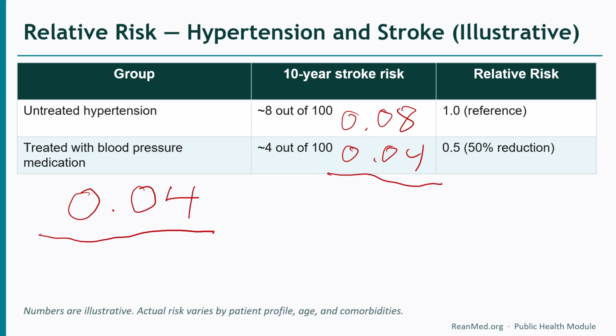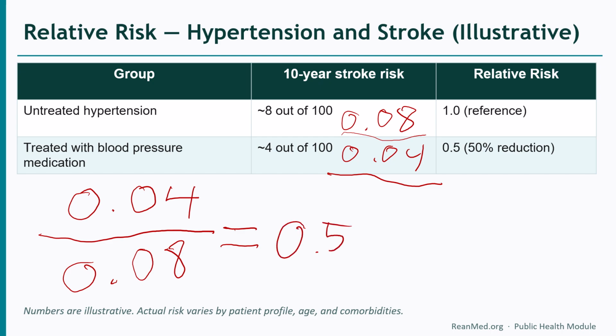What about when you don't take the medication for high blood pressure? If you don't treat your high blood pressure, the risk of stroke was 0.08, so we put that at the bottom. And then we do the math. 0.04 divided by 0.08 is 0.5, which is 1/2. Now, what does this tell us?